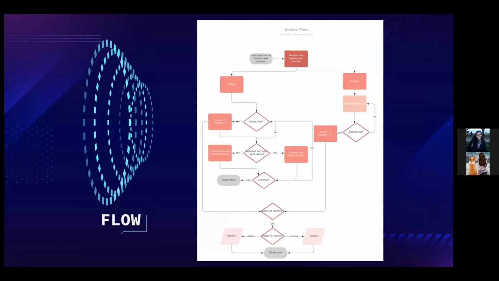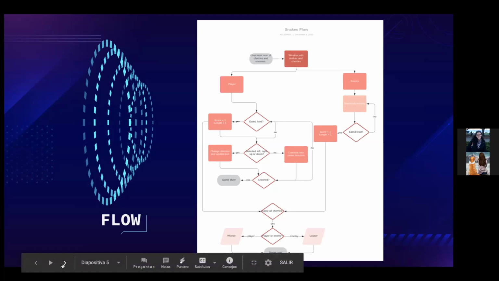On the player side, if the player ate the food, the score and the length increase by 1. If not, we check if it moved left, right, up, or down with the arrow keys. If yes, we change the direction and update the position. If not, we continue in the current direction. And if it crashed, the game is over.